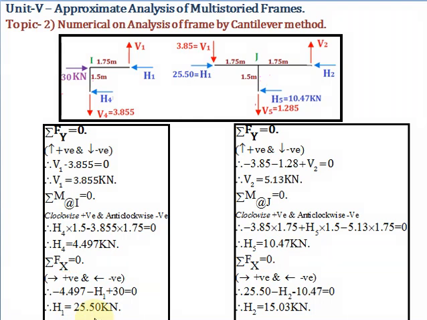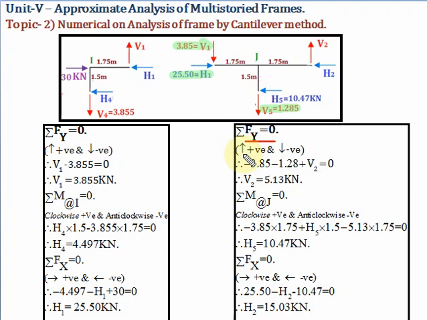Now consider the free body diagram of joint J. What are the forces known to us? We know V1, we know H1, and we know V5. The remaining forces we have to calculate. The forces not known to us are V2, H2 and H5. In the cantilever method, the first equilibrium equation that you have to apply is summation Fy.